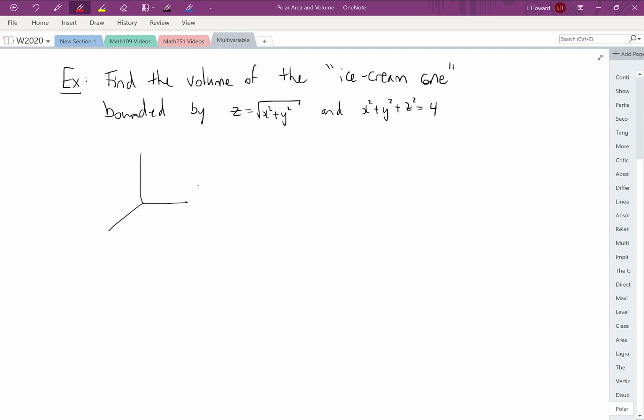So z equals root x squared plus y squared is a cone, opening upwards like that, vertex at the origin. And then our second surface here, x squared plus y squared plus z squared equals 4, that is a sphere of radius 2. So we're looking for this volume here that's sitting between our cone and our sphere. So we're just trying to find the volume of that three-dimensional region there.